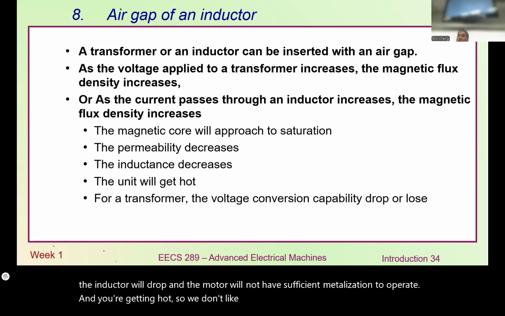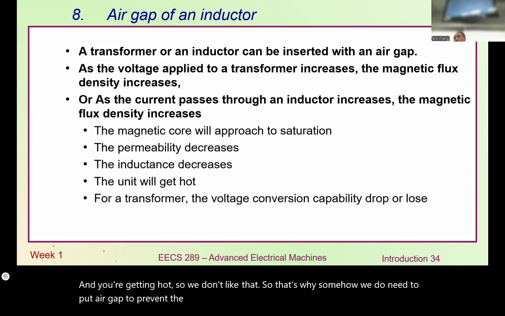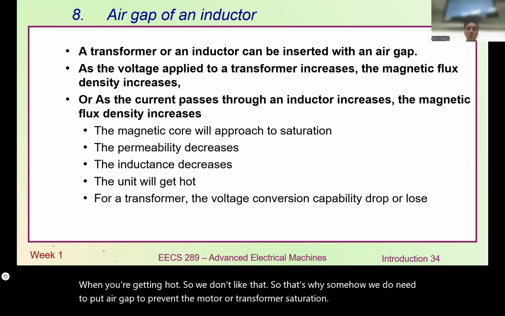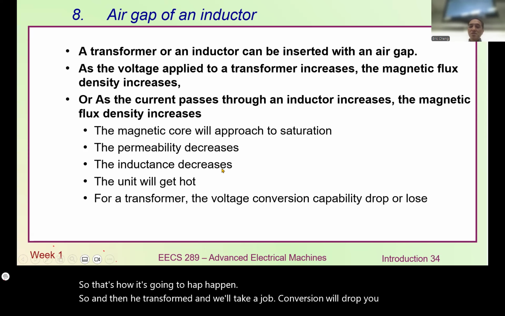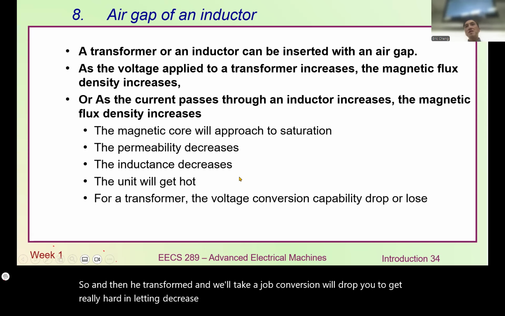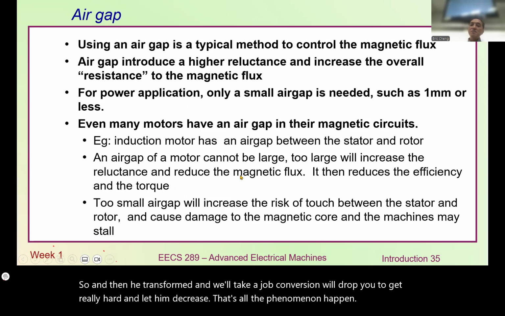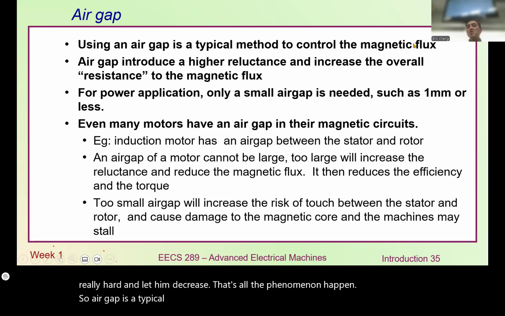So that's why somehow we do need to put an air gap to prevent the motor or transformer from saturating. So that's how it's going to happen. And in a transformer, the voltage will drop, conversion will drop, it gets really hot, inductance decreases. Those are all the phenomena that happen. So air gap is a typical method by which we control the electromagnetic flux. It looks more like an additional resistance to control the magnetic flux.